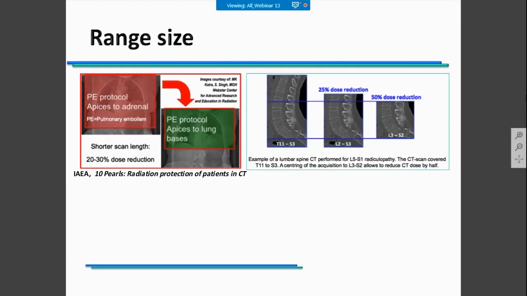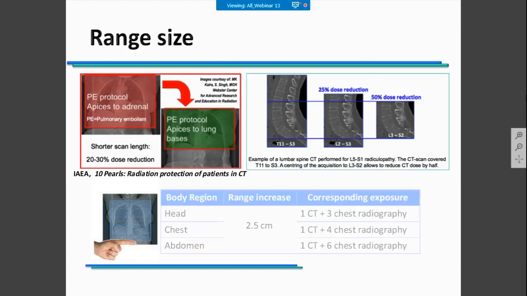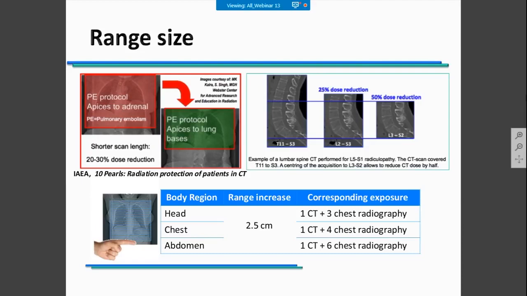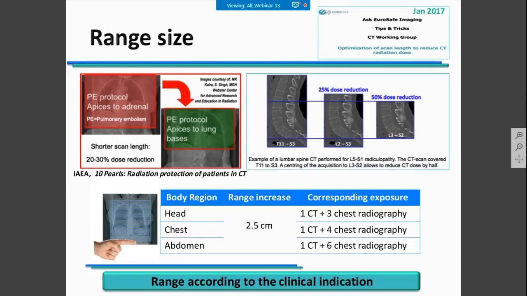So it's important to adequate the range size according to the clinical indication, because we know that increasing the range size by 1 centimeter or, for example, 2.5 centimeters will correspond to a higher exposure. You could see here that it could correspond to other examinations that the patients could perform with clinical needs. So it's very important to adequate the range according to the clinical indication.